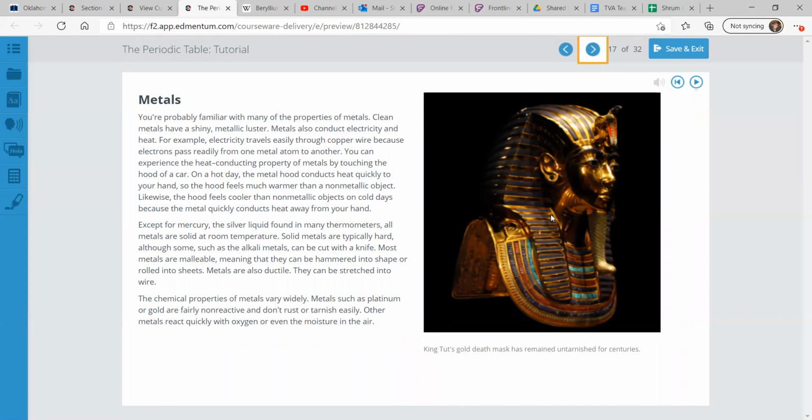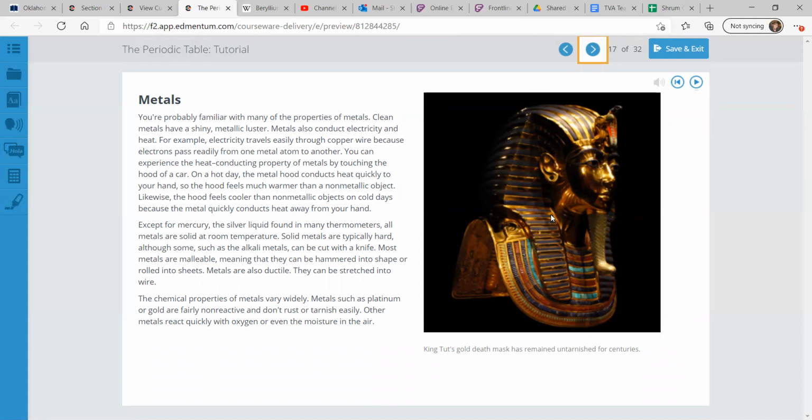You can experience the heat conducting property of metals by touching the hood of a car. On a hot day, the metal hood conducts heat quickly to your hand. So the hood feels much warmer than a non-metallic object. Likewise, the hood feels cooler than non-metallic objects on cold days because the metal quickly conducts heat away from your hand as well.